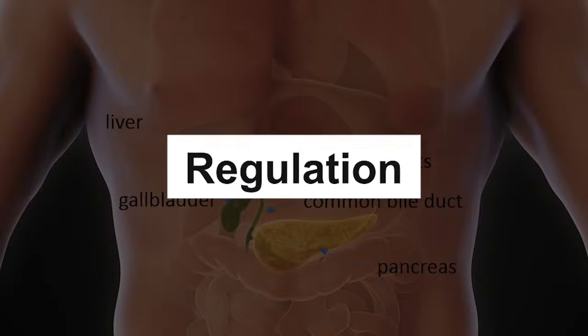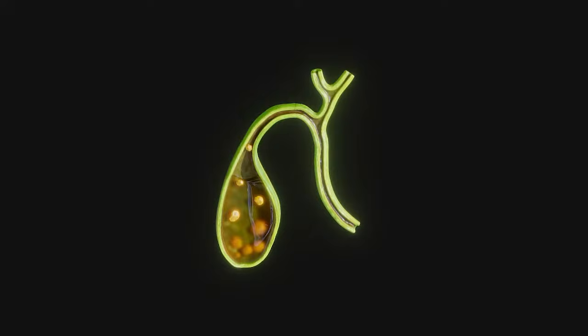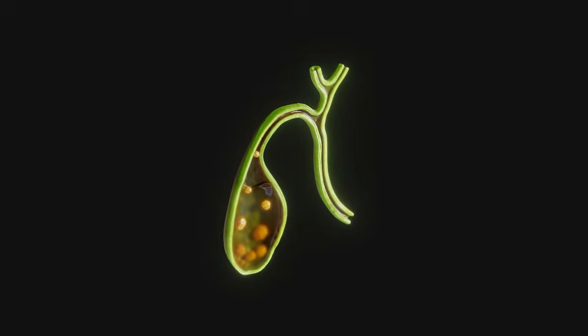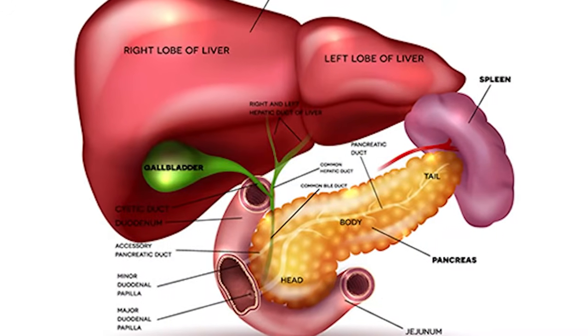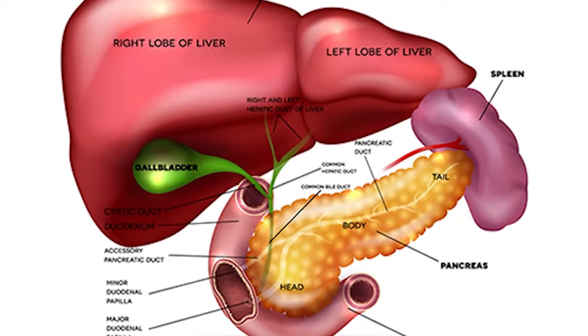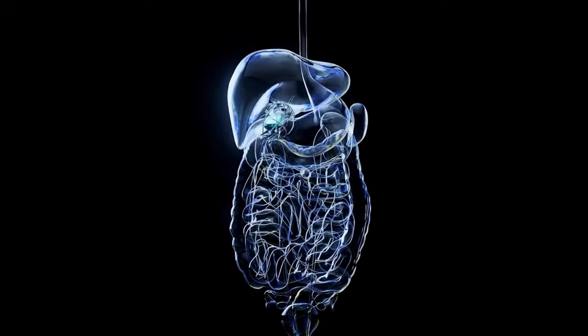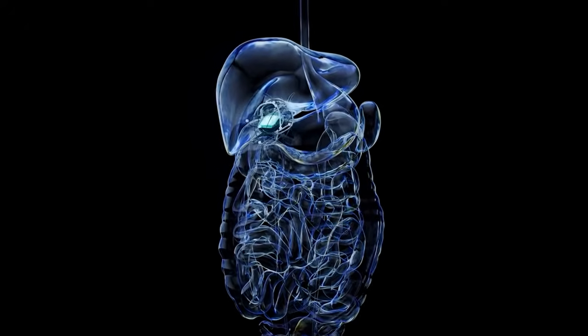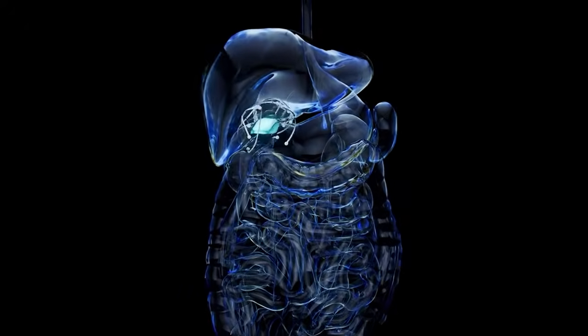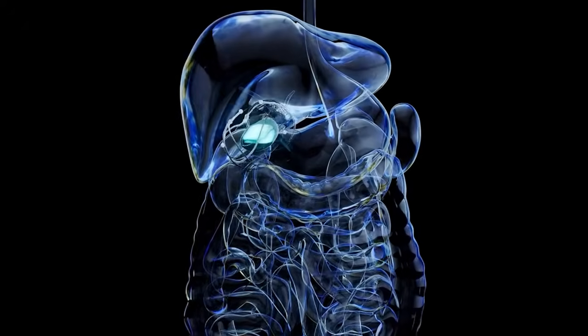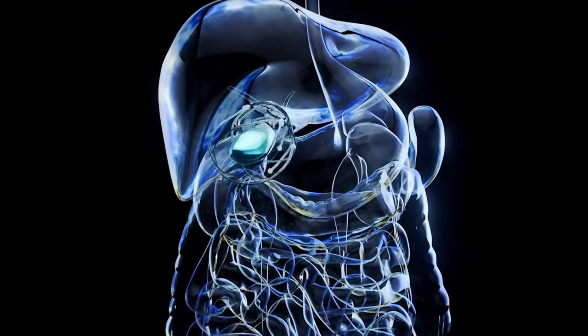Regulation. The release of bile from the gallbladder is controlled by hormonal signals. Cholecystokinin, or CCK, is a hormone released in response to the presence of fats in the small intestine. CCK stimulates the contraction of the gallbladder and the relaxation of the sphincter of Oddi, which is the muscular valve that controls the flow of bile into the small intestine, allowing bile to flow into the duodenum.